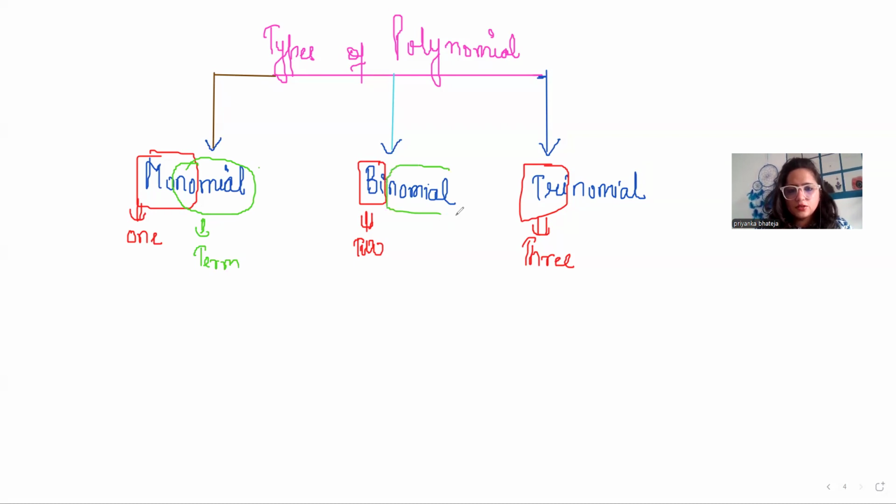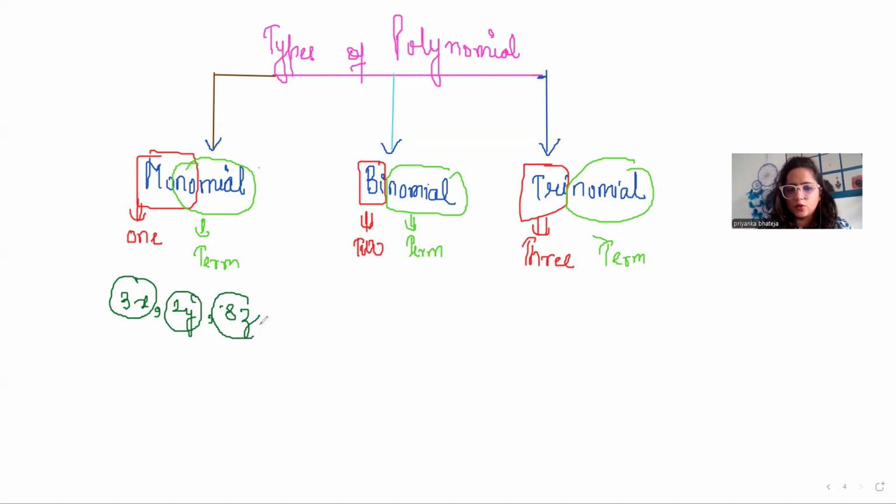Here also, nomial means term. So I hope this gave you some idea. When we have only one term in our polynomial, that is our monomial, like this. Suppose I'm writing 3x, 2y, minus 8z. These are having only one term, so these are my monomials.